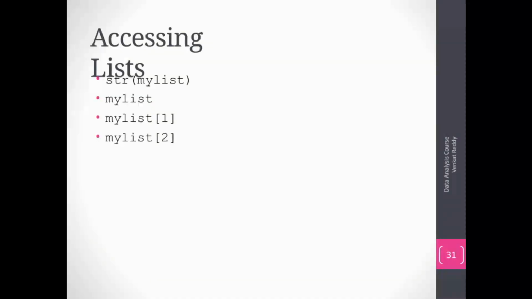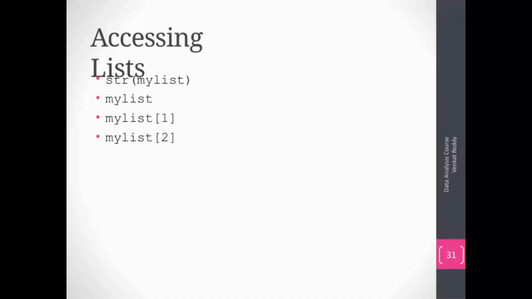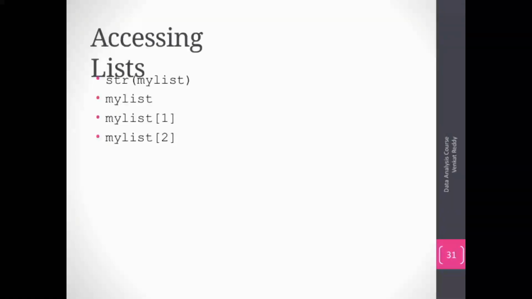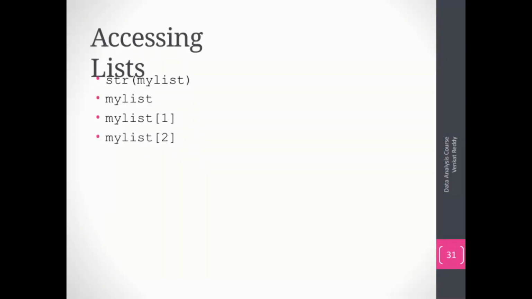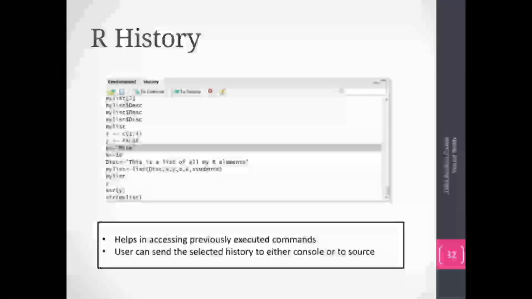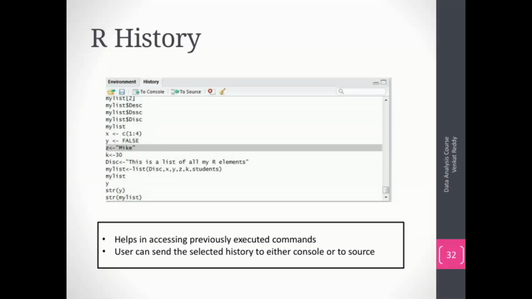Now, let's look at how users can manage their command history more effectively. On this slide, we see that the user has the option to send the selected history either to the console or directly to the source. This is particularly useful because it allows quick access to commands you've previously executed, making your workflow more efficient. For example, if you want to review or reuse a command, you can choose to send it straight to the console for immediate use, or send it to the source for editing or further analysis.